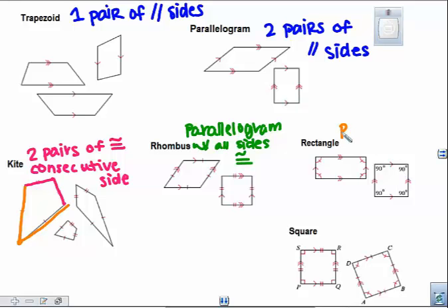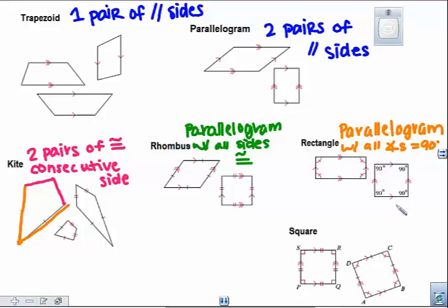So this is a parallelogram with all angles equal. Or you can write equal to 90 degrees because they're all four 90-degree angles. That does not mean all the sides are equal. Notice this side is longer than this side, but all of the angles are 90 degrees and equal to each other.